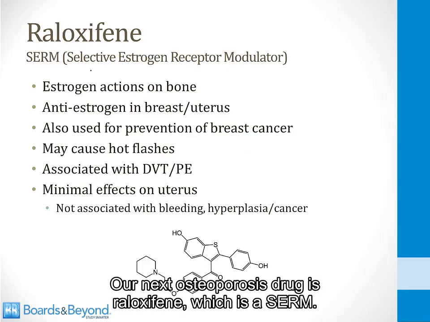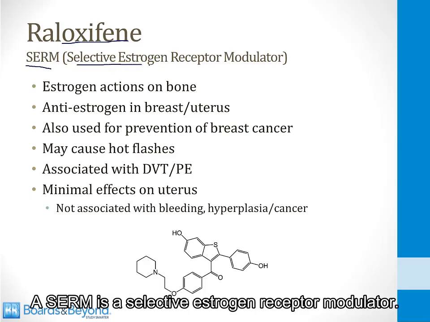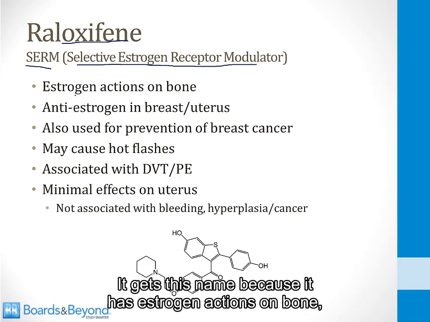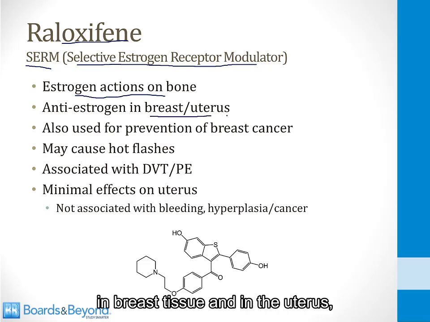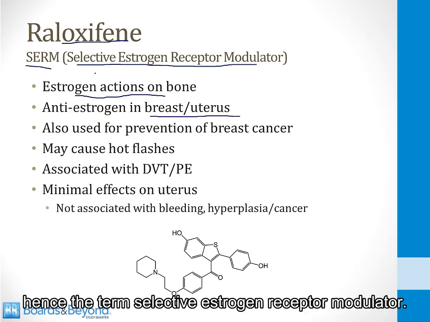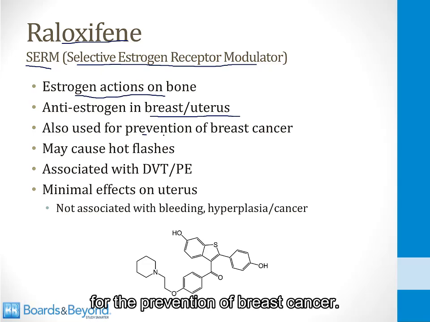Our next osteoporosis drug is raloxifene, which is a SERM. A SERM is a selective estrogen receptor modulator. It gets its name because it has estrogen actions on bone, but anti-estrogen effects in breast tissue and in the uterus, hence the term selective estrogen receptor modulator. This drug can also be used for the prevention of breast cancer.